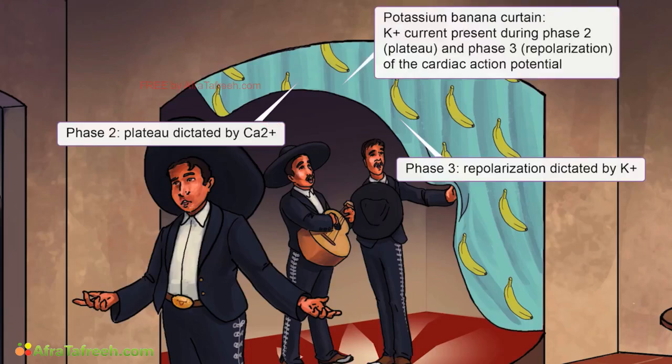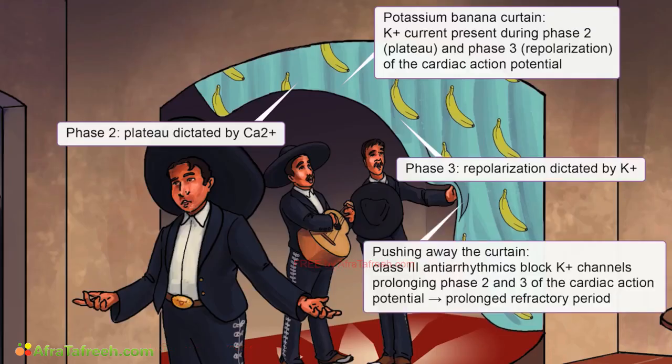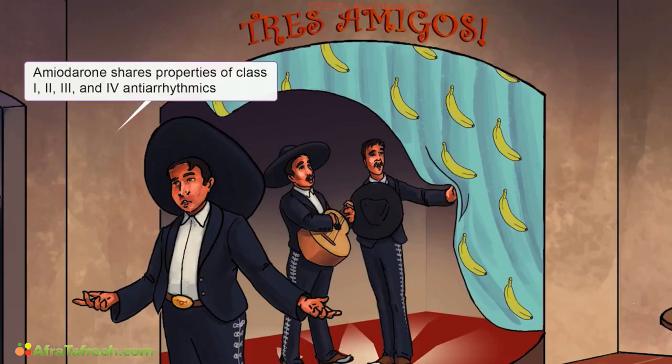The potassium banana theme on the curtain represents the presence of an outward potassium current, gradually increasing during the plateau phase and working in full force during the repolarization phase. Class 3 antiarrhythmics exert their antiarrhythmic effects by blocking these potassium channels in the myocardium. Notice how the last mariachi grabs the curtain and throws it aside. Blocking potassium current prolongs Phase 2 and Phase 3 of the action potential, and hence the length of the refractory period. However, amiodarone is different than the other Class 3 antiarrhythmics.